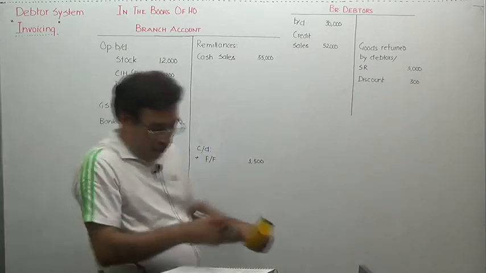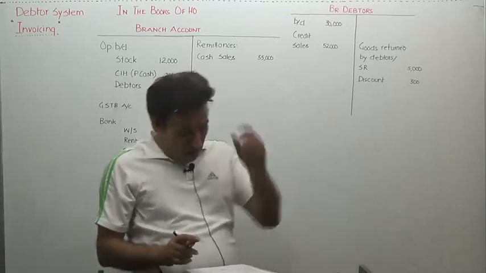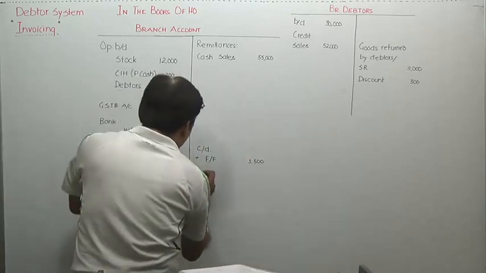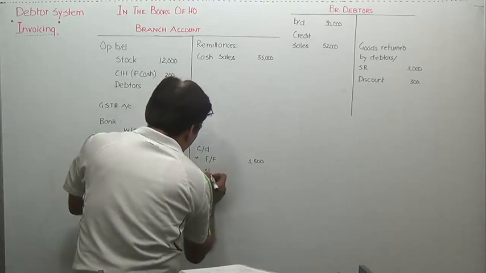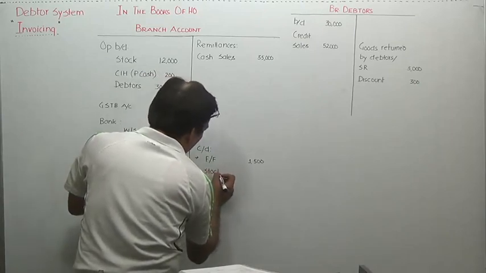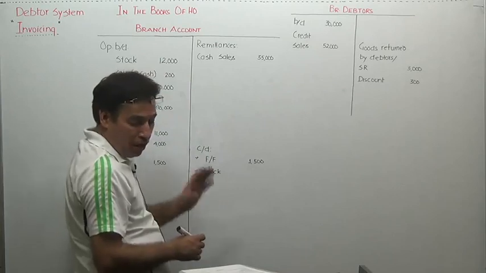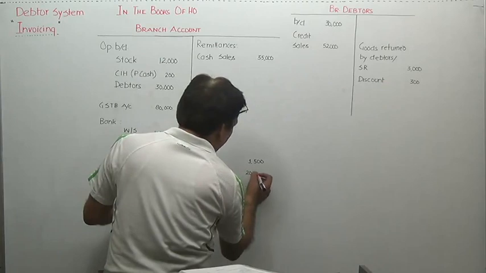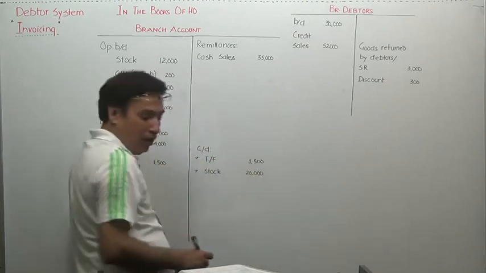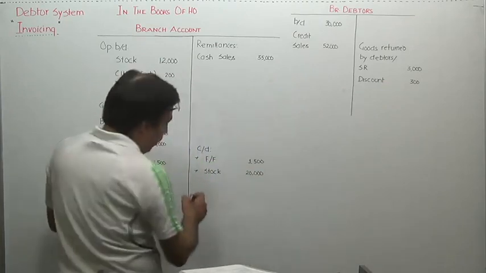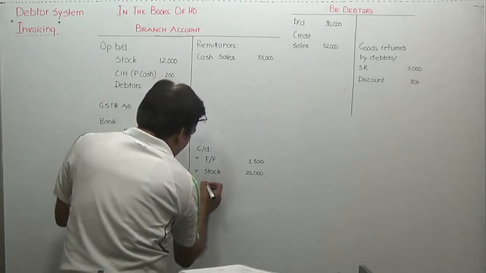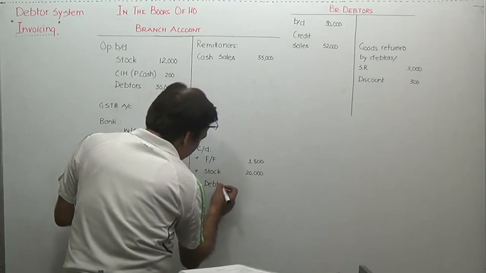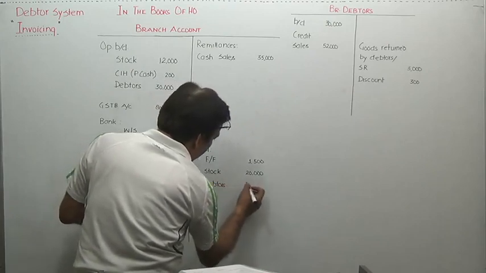Now, next point is balance of stock. So, closing stock with the branch is 20,000. That is also given. Although it is given at invoice price, right now we are ignoring the word invoice price and we are doing the question as if it is not of invoice price. Correct? Similarly, balance of debtors is given to us. Balance of debtors is 27,000.